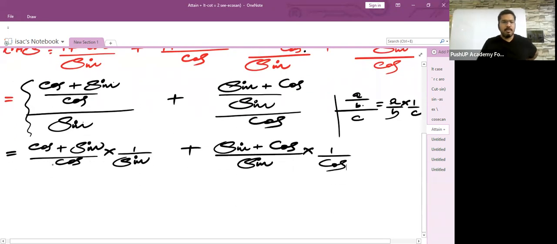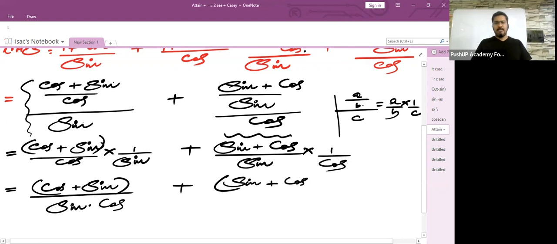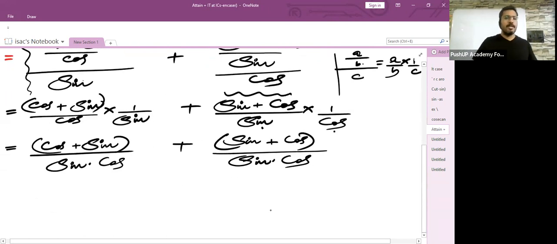Now, this is equal to, children, this will become cos plus sine divided by cos into sine, or you can just write it as sine into cos. Put the plus sign. Again, this sine plus cos I will keep within brackets, divided by sine and cos getting multiplied to get sine into cos. Make sense? Did you follow it?